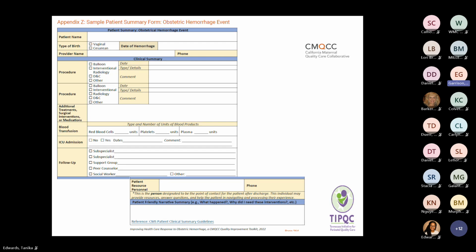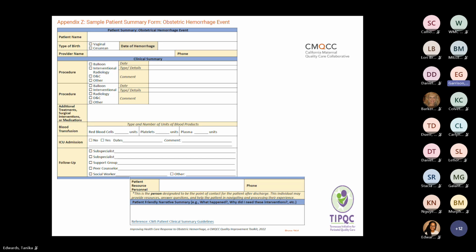And it is also always nice to have something that is separate that really describes the severity of the issue and the team's response. I think the follow-up section is helpful because it really clearly delineates the subspecialists that the patient may or may not follow up with, support groups, social workers, any point of contact for the team that you plan to have the patient follow up with, you can list there.